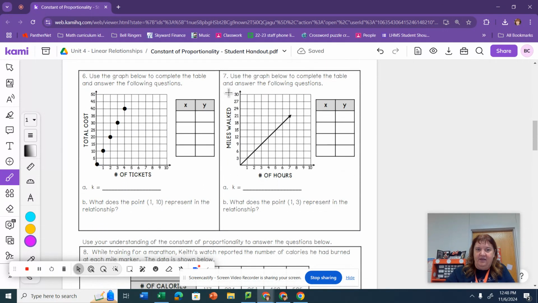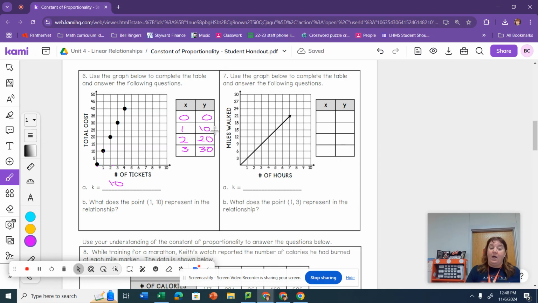Well, let's look at a graph. You can just make a table. That's one way of doing it. So when I'm at 0, I'm at 0. When I'm at 1, I'm at 10. When I'm at 2, I'm at 20. Oh, look. Do you see the constant? When I'm at 3, I'm at 30. So what's my constant? 10 over 1, 20 over 2, 30 over 3. My constant is 10.